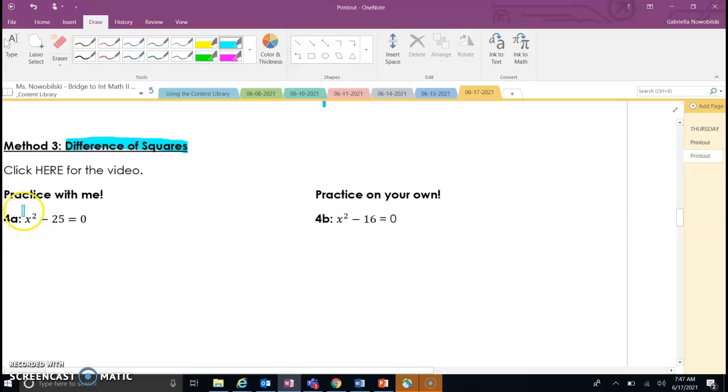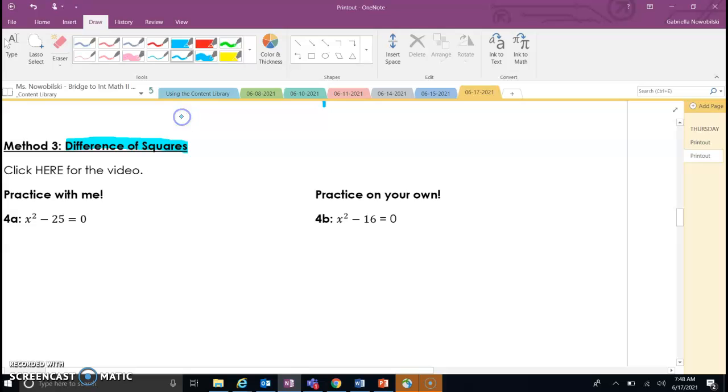So I can't use GCF. I have a 1 here and a 25. There is no GCF between them except 1, so that method wouldn't be effective. I see I can't do the trinomial method. I don't have 3 terms, so that one's not going to be effective. So what I'm going to do is this method called the difference of squares.